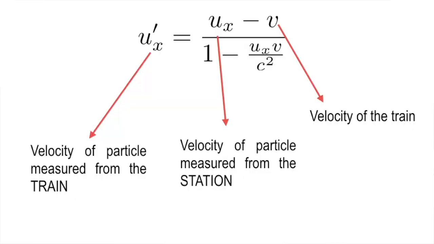So again, u prime x is the velocity of the particle measured from the train. Remember, the prime will be for the train. The unprimed is the velocity from the station, and v is going to be the velocity of the train, the relative velocity between both reference frames. Okay, let's study this result a little bit.